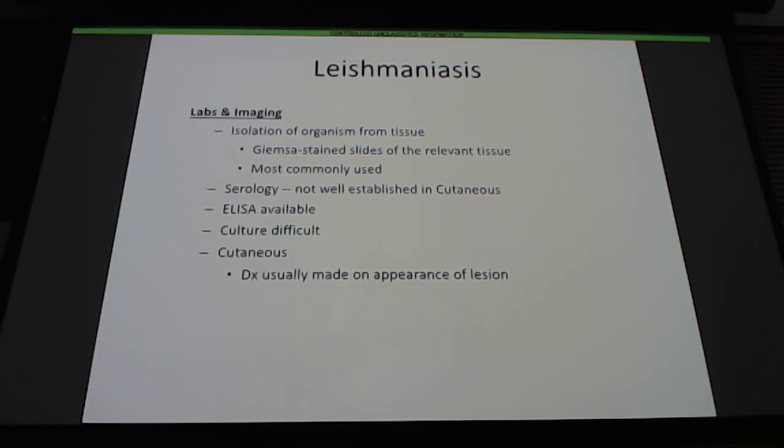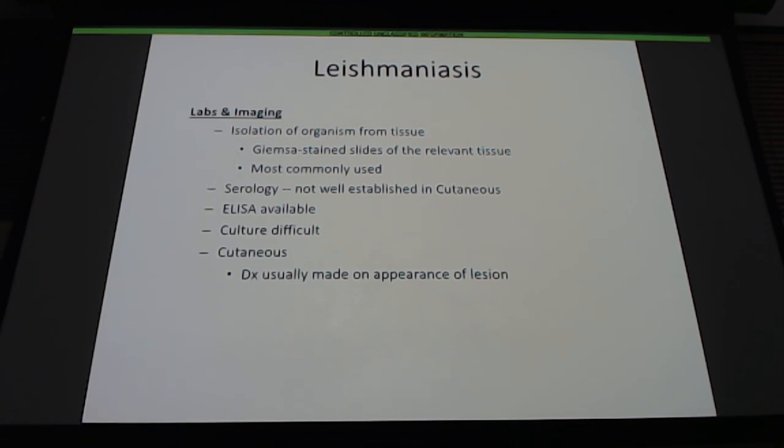This one is more so an isolation of the organism. You can take it, gram stain it, and look at it under the microscope, and you're looking for the amastigotes that form inside the body. That's really what you're looking for under the microscope. If you don't know what you're looking for, you may not see it once you stain it with the gram stain. Okay. For cutaneous stuff, serology doesn't generally work too well.